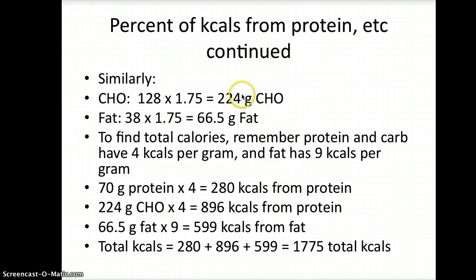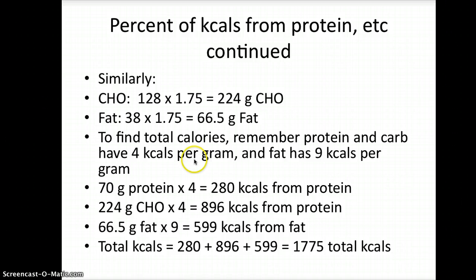Similarly, you're going to do the same thing with carbohydrate and fat. Okay? You look up the grams of carbohydrate per liter and multiply it times how many liters you're giving. Look up the grams of fat delivered in 1 liter and multiply it times the number of liters that you're giving. This will give you how many grams of carbohydrate and how many grams of fat you are delivering.